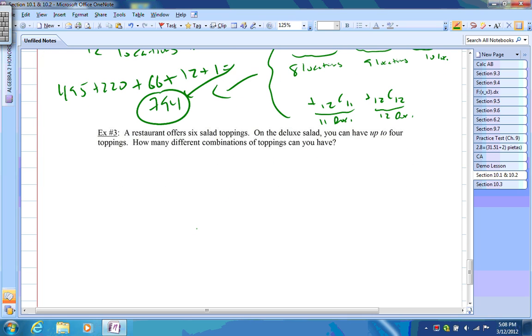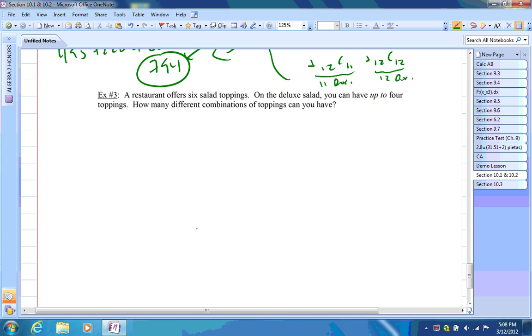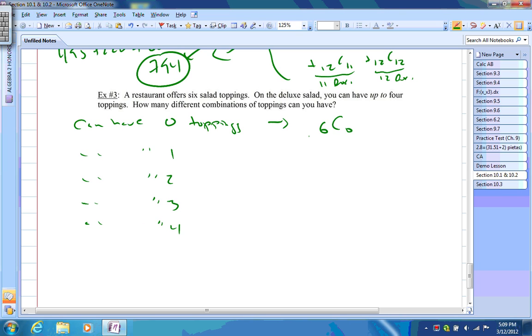And the last one. A restaurant offers 6 salad toppings. You can have up to 4 toppings. How many different salads can you have? So you can have 0 toppings. You can have 1, 2, 3, or 4. So hopefully you can recognize that 6C0, 6C1, 6C2, 6C3, or 6C4.